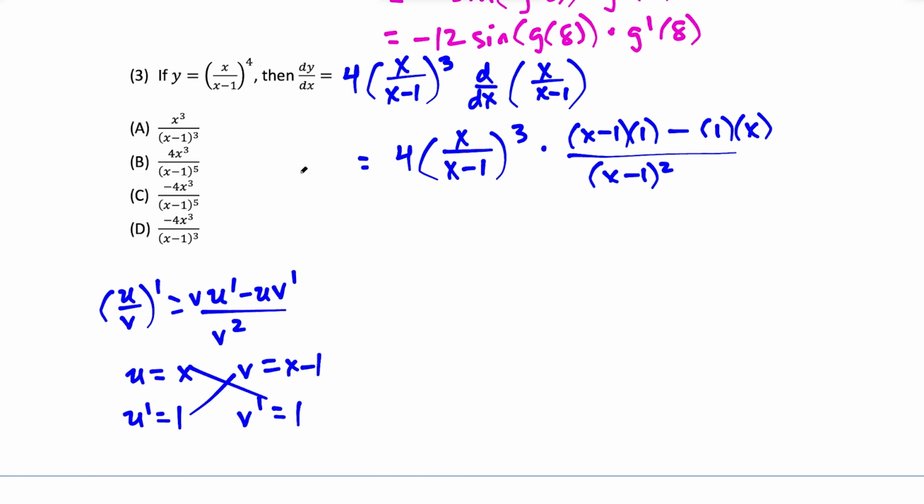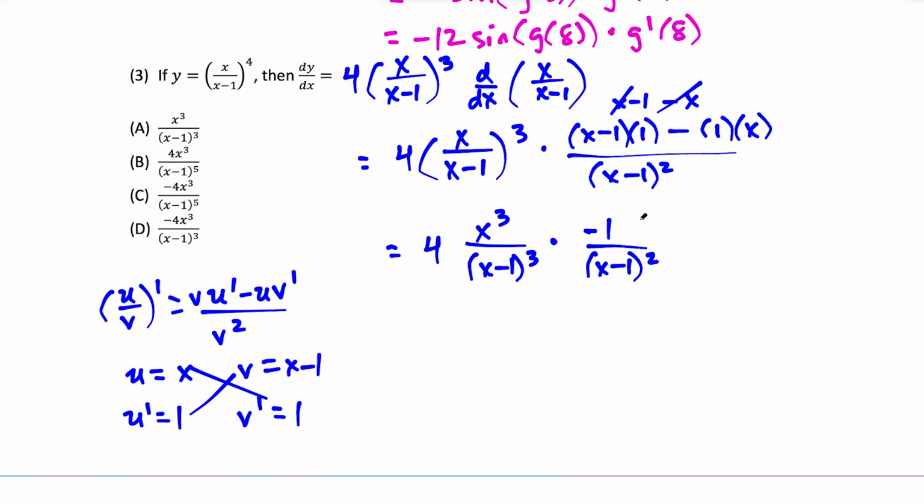So now we just have to do the algebra and match it to an answer choice. So we're going to have 4 times, and this rule for fractions is very helpful here. When you have a fraction raised to a power, you could raise the numerator to that power over the denominator to that power. So we have x to the third over x minus 1 to the third like this. And now we're going to multiply this by, just note that up top here, x minus 1 times 1 is just x minus 1. And then we have minus 1 times x, which is just x. So x minus x is just going to cancel out, and all we're going to be left with up top is negative 1. So we have negative 1 over x minus 1 squared.